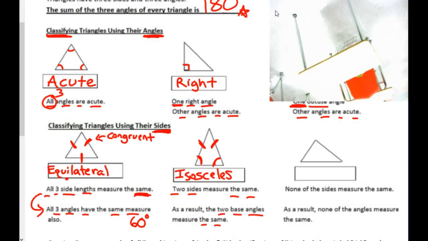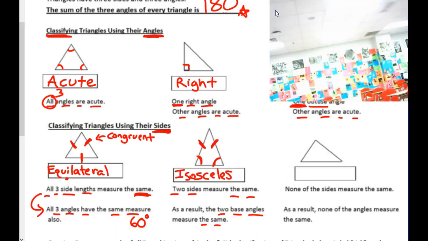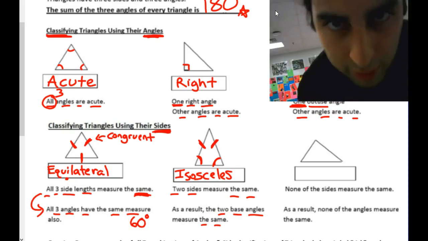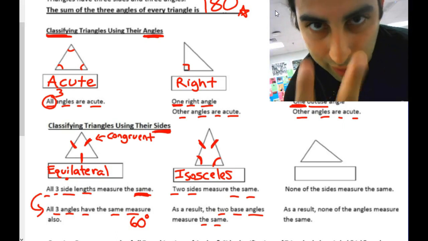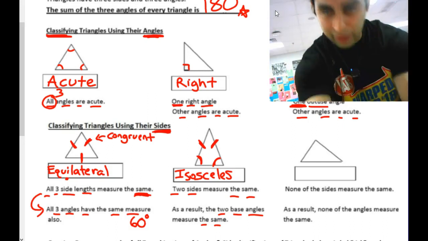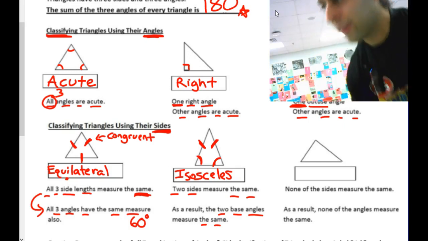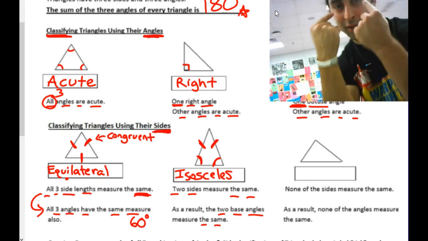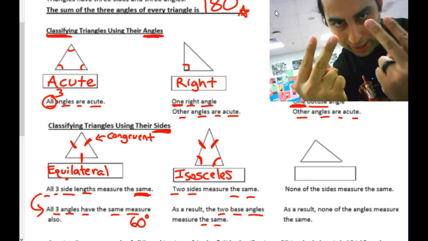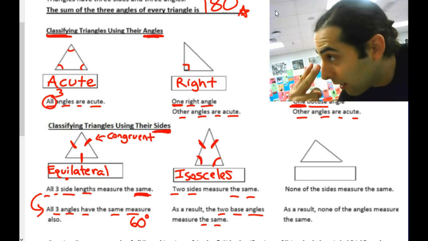Isosceles. Okay. But when you think of isosceles, I want you to think of how many eyes you have. How many eyes do you have? 2. Isosceles, 2 congruent sides and 2 congruent angles. Isosceles.